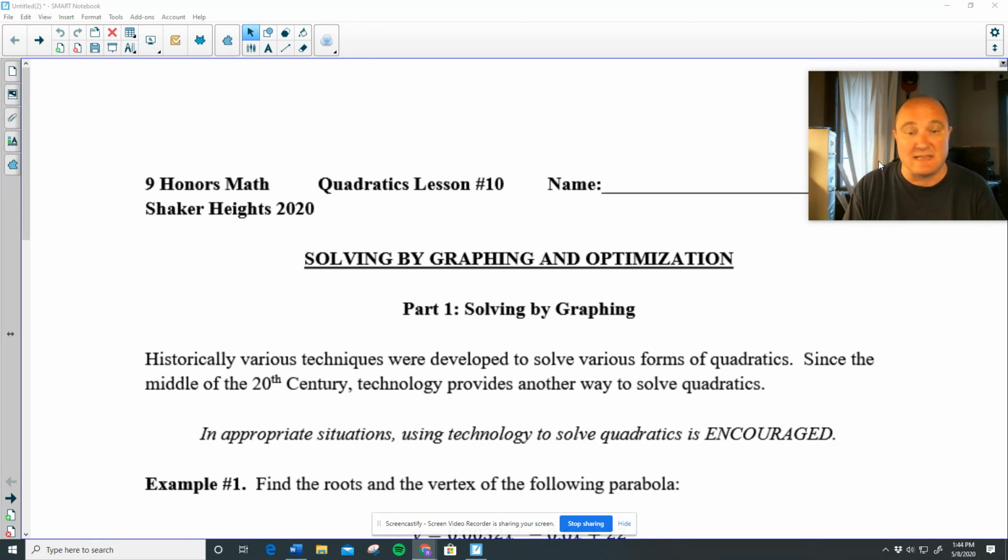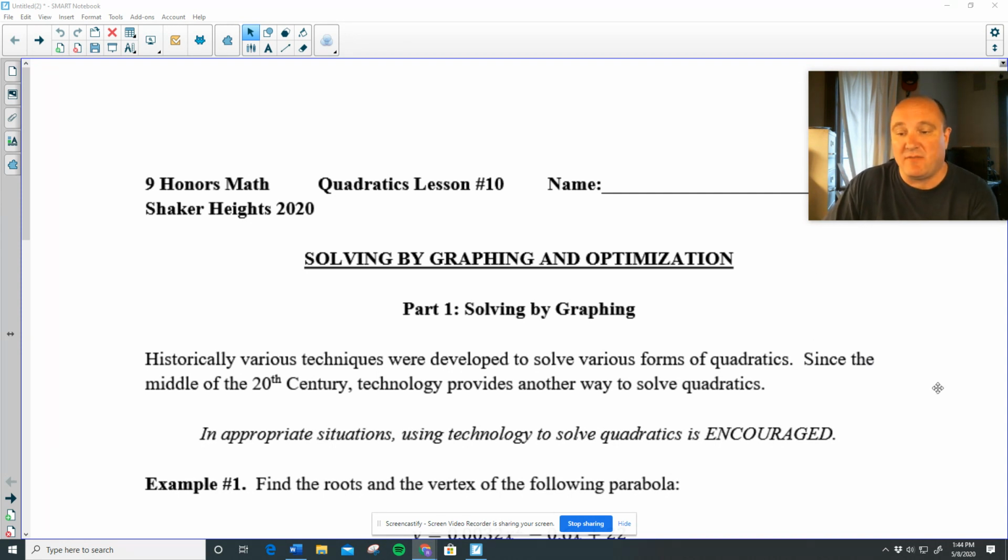It's going to set the stage for some things you're going to be studying in calculus your junior or senior year. So hopefully you find it interesting. And there's some real world problems that we get to solve along the way. All right, but starting with graphing.